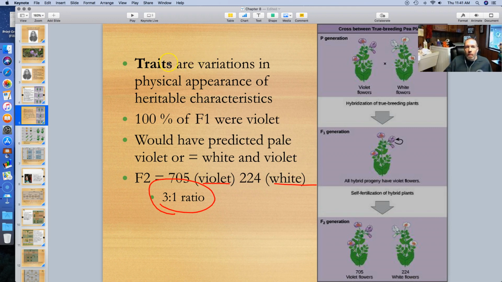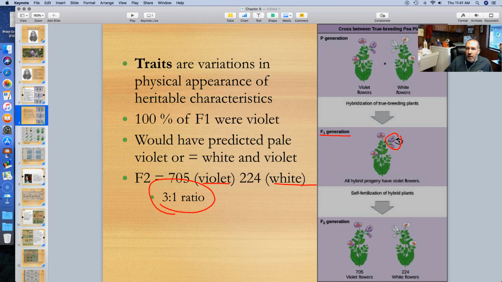So what we're looking at here again are traits, traits being the variations of physical appearance in a heritable characteristic that can be inherited by offspring or passed along from parents to offspring. So again, notice in this cross of true breeding individuals that all of the F1 generation were violet colored.